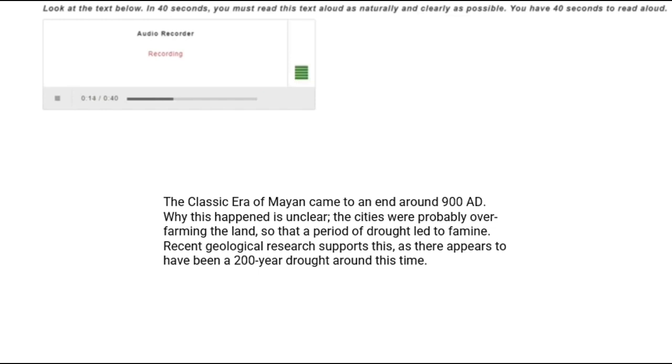The classic era of Mayan came to an end around 900 AD. Why this happened is unclear. The cities were probably over-farming the land so that a period of drought led to famine. Recent geological research supports this as there appears to have been a 200-year drought around this time.